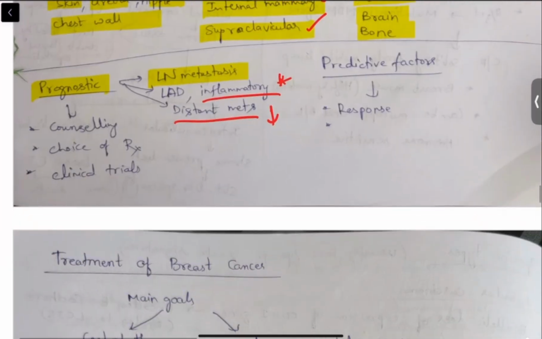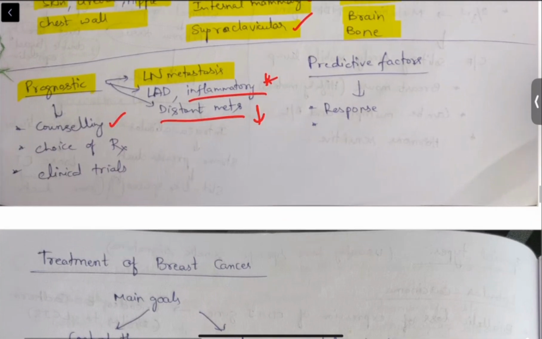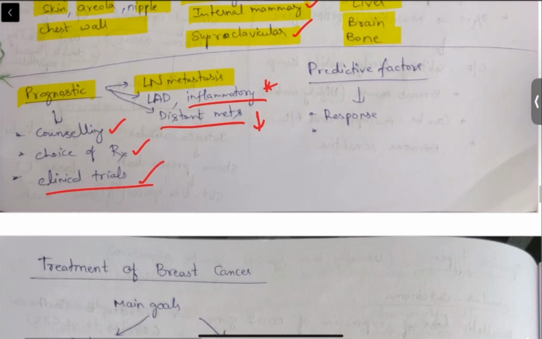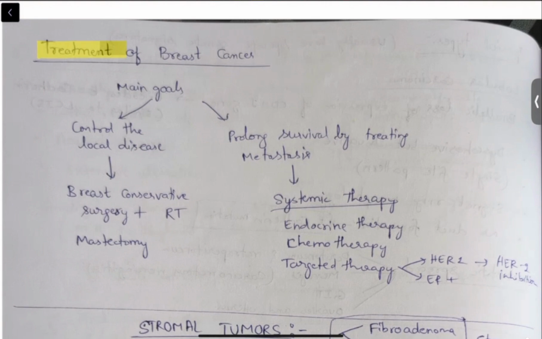Again, this depends on counseling. If the patient understands the pathology of the disease well, then she can opt for a better choice of treatment, and clinical trials will be possible because of this. All these factors determine how easily we can treat and cure the disease. Okay, coming to treatment of breast cancer. This is the most important part, because we are dealing with surgery.